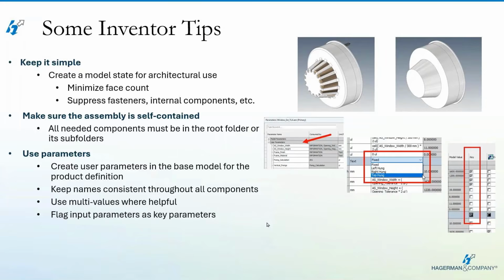You can see the list there, in this case the one on the screen is the hinges. There's fixed window, there's a left hung, a right hung, top hung. That was a multi-value parameter at the Inventor level, and it filled in on the list for me automatically. And the ones I flag as key parameters also get picked up automatically when I'm building the form.